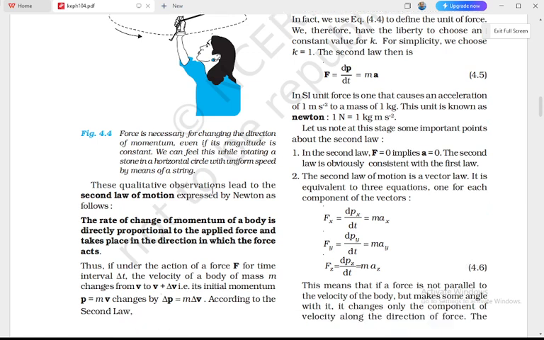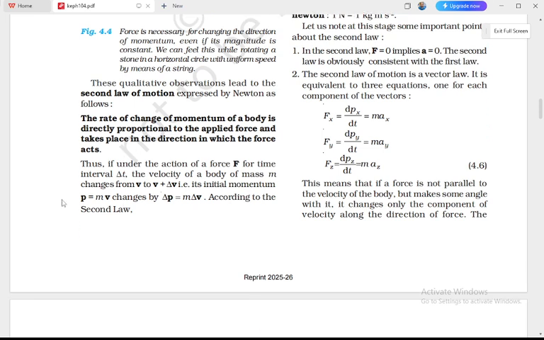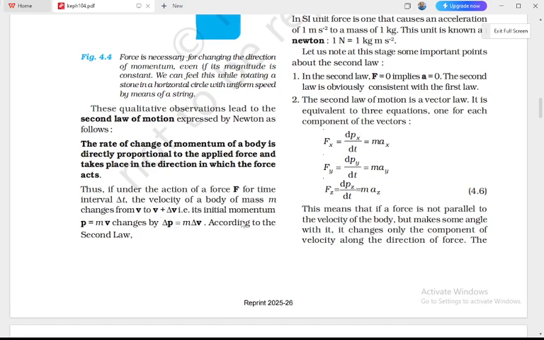These qualitative observations relate to the second law of motion, expressed by Newton as follows. The rate of change in momentum of a body is directly proportional to the applied force and takes place in the direction in which the force acts. Thus, if under the action of a force F for some time interval del t, the velocity of a body of mass m changes from v to v plus del v, that is, its initial momentum p equal to mv changes to p plus del p, where del p is m into del v, according to the second law.